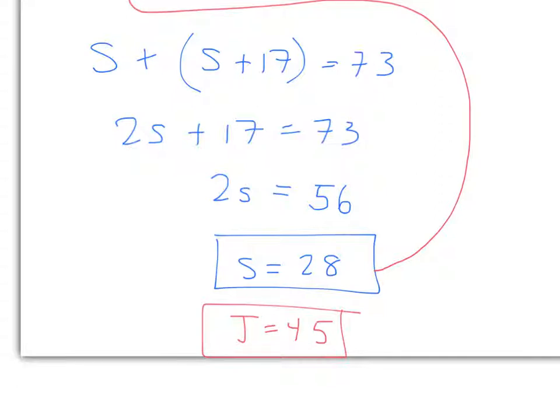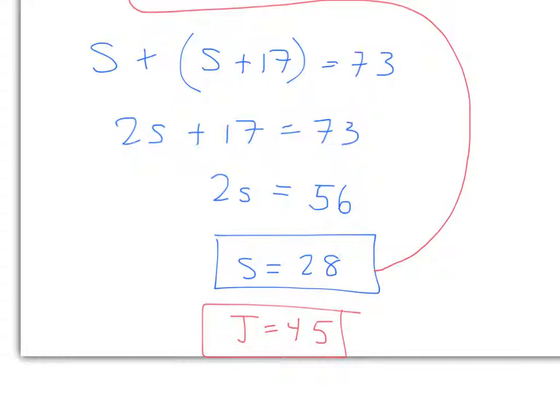Because S equals 28 and J equals 45, although being solutions to equations, are not really a solution to a word problem. Okay, we always want to make some sort of a statement so we know what we're referring to. Does that make sense so far? I think that's a relatively easy kind of problem for word problems.